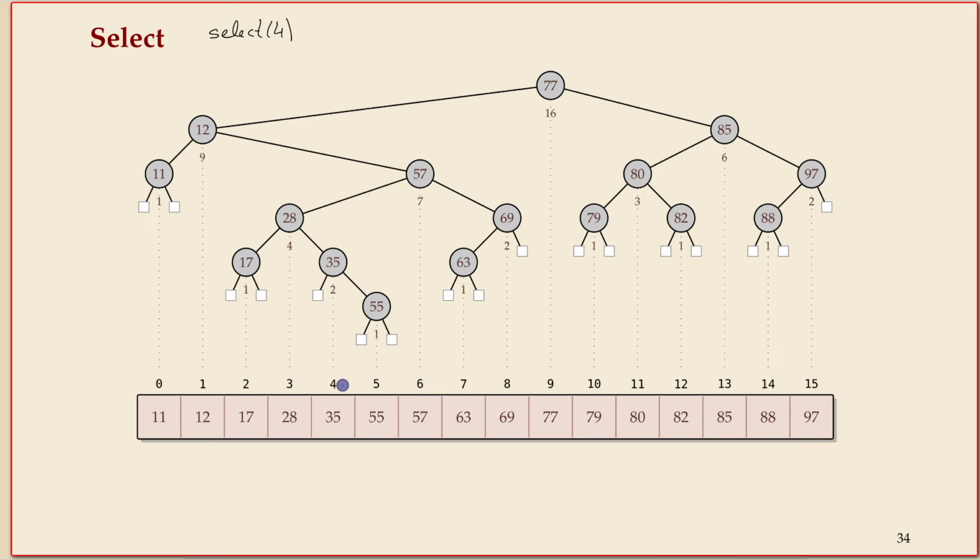Let's do the same one. We want to find 35 again. So we want to find the element of rank 4. How do we do this? We start at the root as always. We do our search.